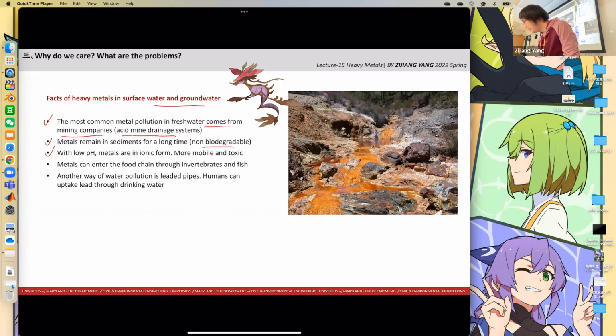And with low pH, metals are in the ionic form, and they are more mobile and more toxic. So basically, alkalinity is important to protect against the mobility and toxicity of these heavy metals. And metals can enter the food chain through invertebrates and fish. And another way of water pollution is leaded pipes, which is an experiment that we were doing.